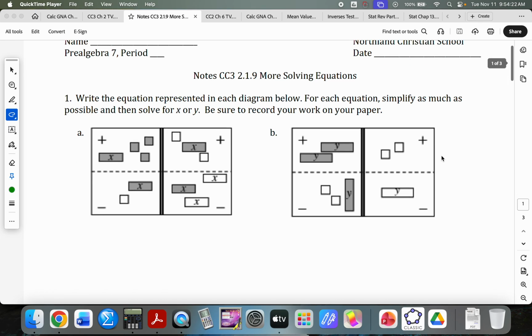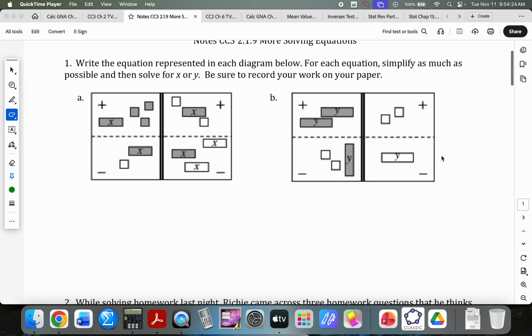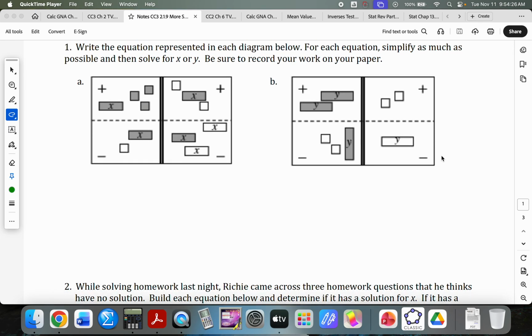So today we're going to continue solving equations, and we're going to practice writing the equation and then simplifying that. And I think that we will try to do this as much as possible without having to build it, if that's okay with you guys. Is that all right? You're okay with that? Okay. So let's take a look at this one.